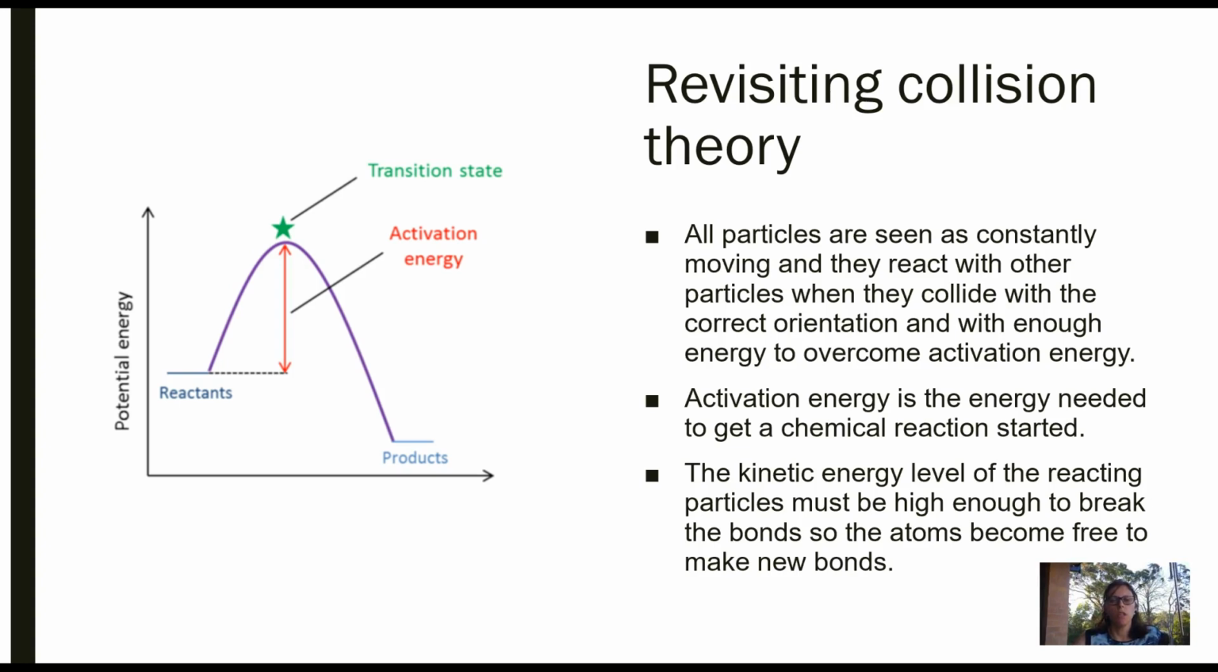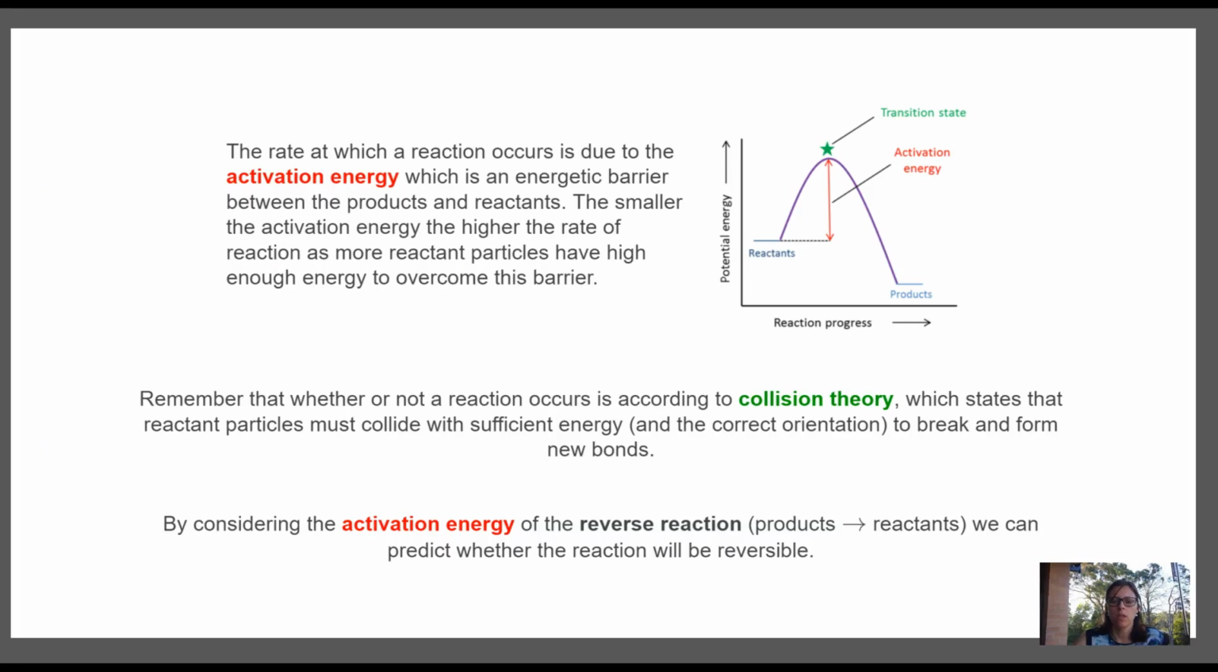Our collision theory is that all our particles are moving, but they need to move with enough energy and the right orientation for those bonds to break and then reform to form new products. The energy required to reach this is our activation energy. Here you can see our reactants with a certain amount of energy, and this is the energy required for the reaction to start.